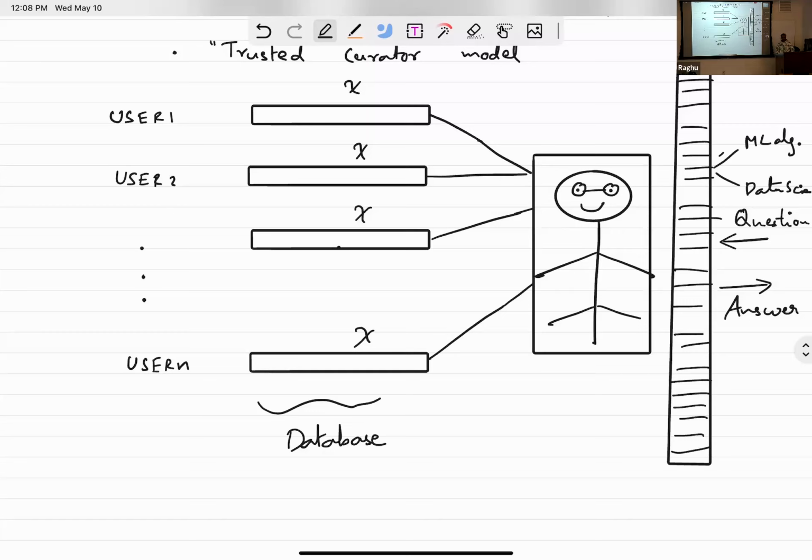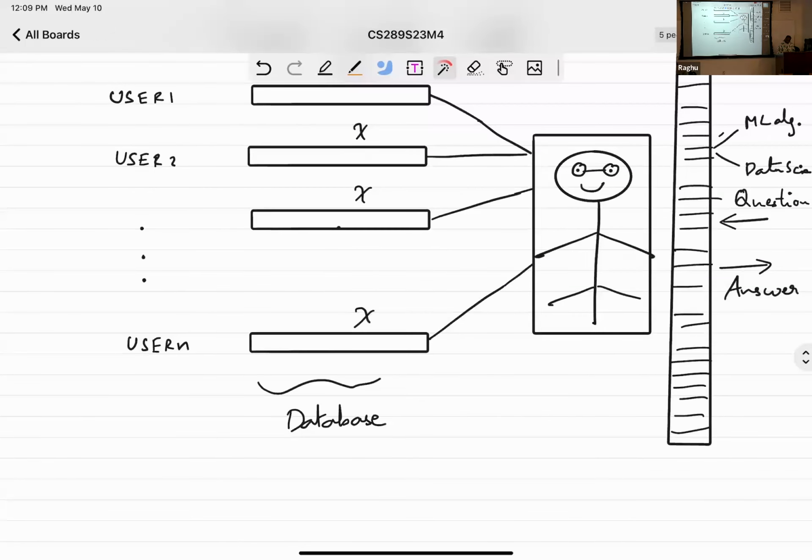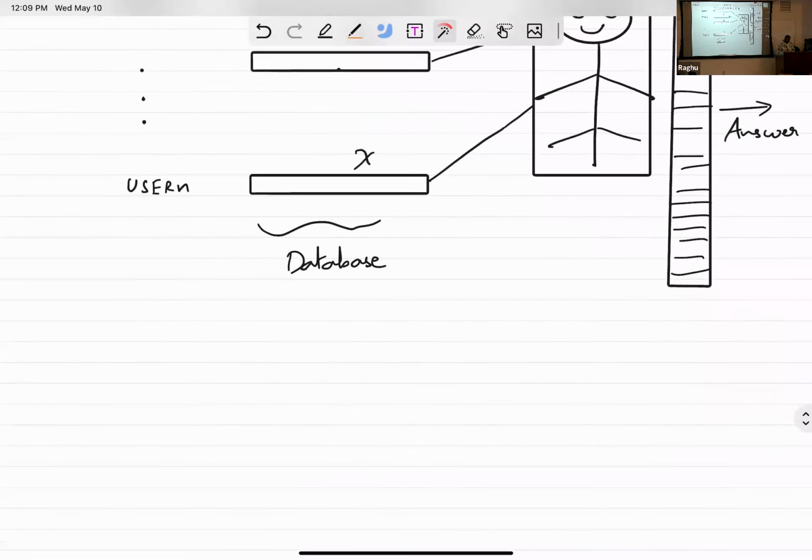So that's the trusted curator model, meaning there is a trusted person who holds all of the data records, but the interaction with the ML algorithm or your model or your, as a data scientist, whatever API you have, will happen through this curator. You ask that person a question, that person decides to answer it some way or the other. So you can imagine I send a question, and that's where the curator's task comes in. What answer should that person give? So you can think of what is the curator doing.